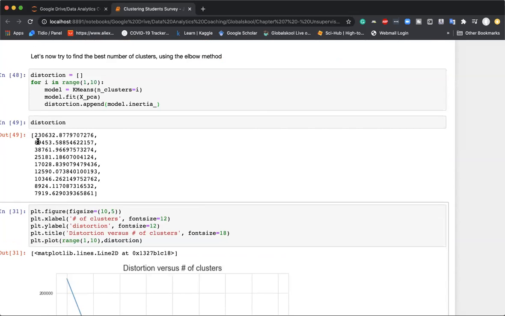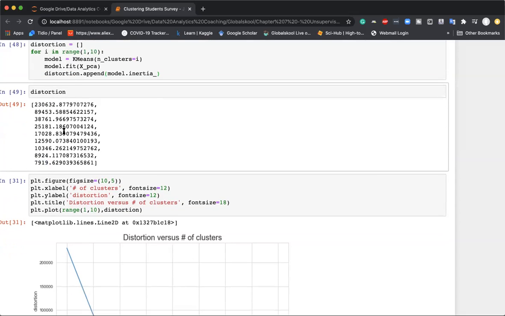Distortion is probably a measure of the variance of the data. If I take all the data points as one cluster, I have the highest variance. As I go on increasing the number of clusters, of course, the variance will keep on becoming smaller and smaller, because now I'm looking at a smaller set of data points.